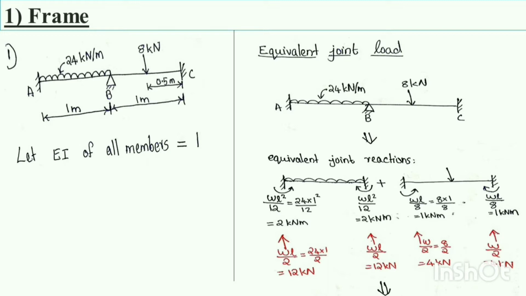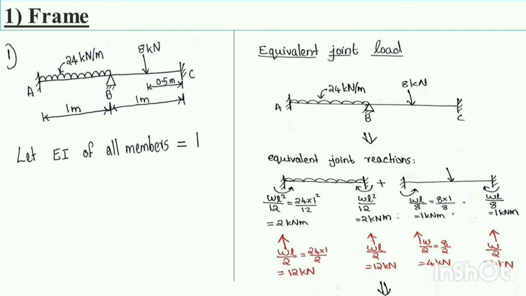They are straight, that is, their inclination theta is 0. The length of AB and BC be 1 meter and let flexural rigidity EI of all members be 1. Now about the loading on the frame structure. A uniformly distributed load 24 kN per meter is applied on span AB and a concentrated load or point load 8 kN is applied at the middle of span BC.